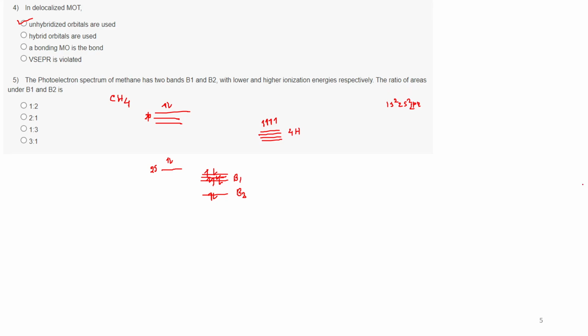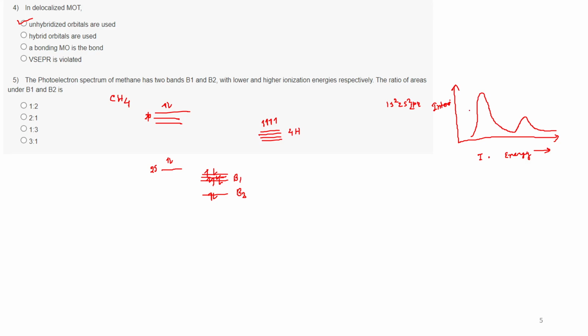So in the photoelectron spectrum, you are going to get this kind of thing. Suppose on the x-axis it is energy and on the y-axis it is intensity. Suppose you have two peaks like this. Two peaks will have two different intensities, right? And the area under the curves depends upon the intensity, right? So suppose B1 has lower ionization energy. Suppose the ionization energy is increasing this way and intensity that way.